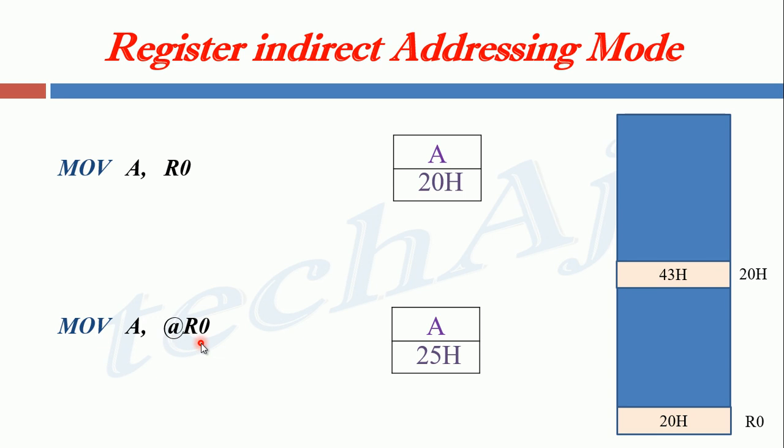So @R0 will go to the address 20H, and from that address fetch the value 43H and then copy that 43H into the accumulator, and we will get the value of accumulator as 43H.